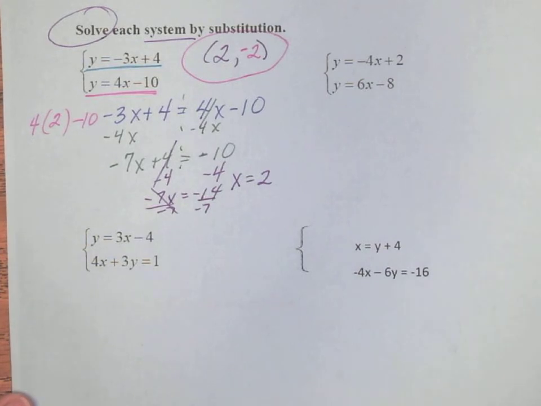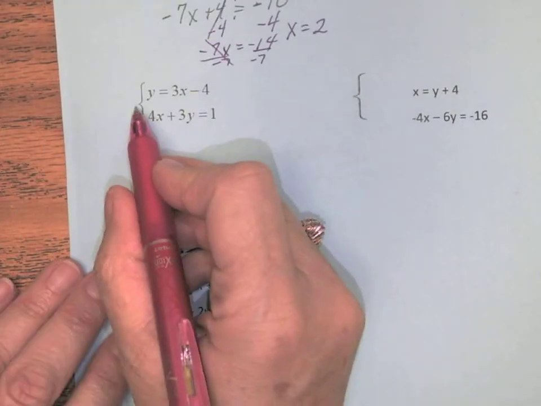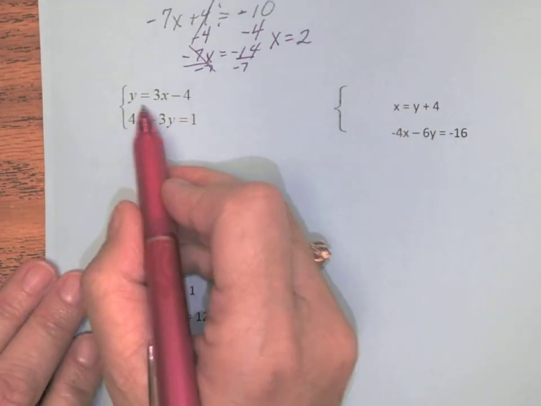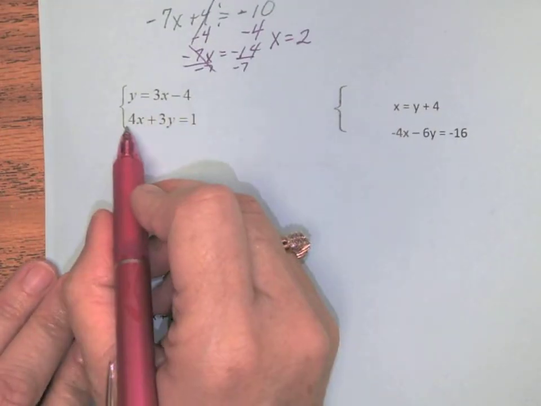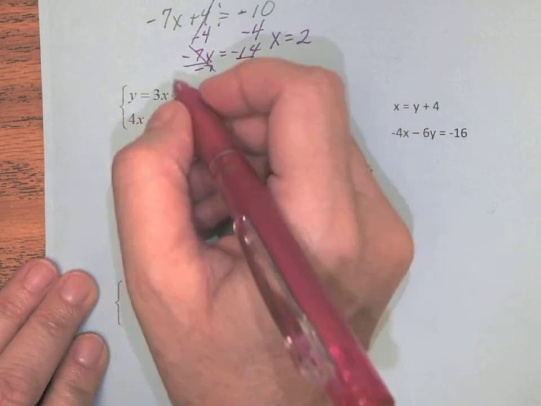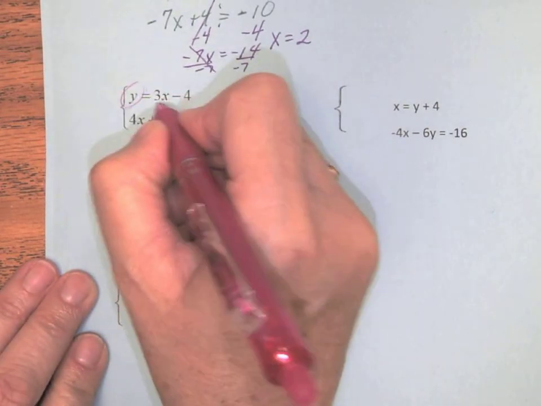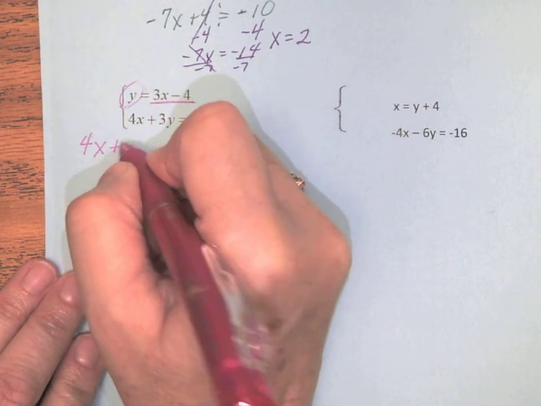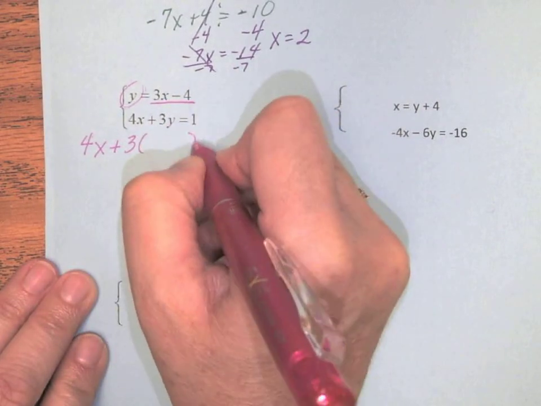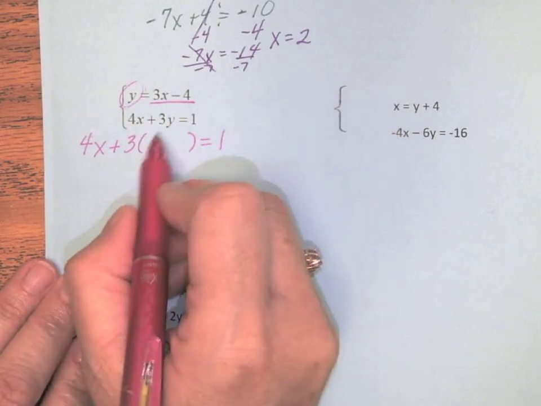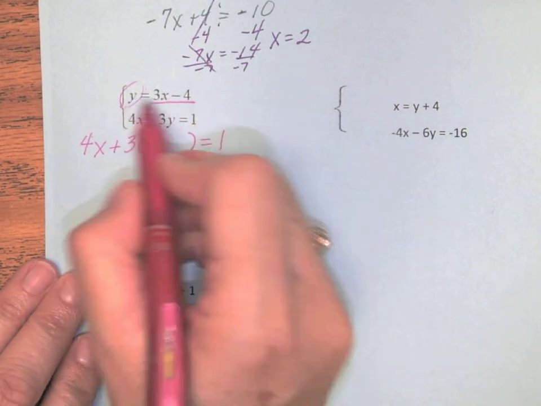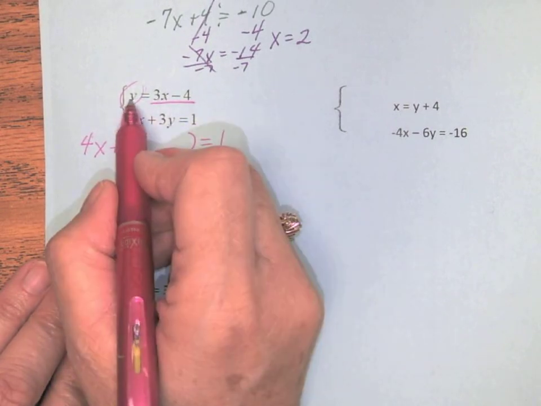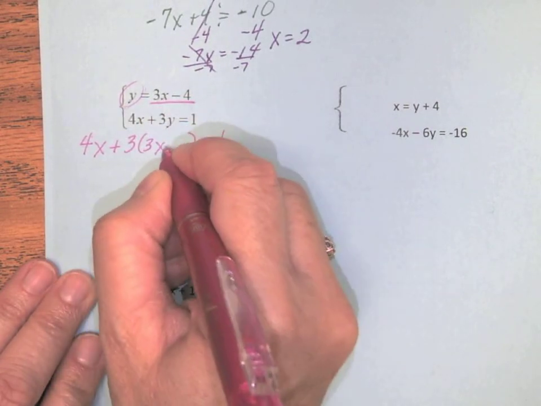So let's do a different one. On this one, y is 3x minus 4. And then I have this second equation. So since y is isolated, y is by itself, I know what y is. Can't I write down my second equation? But instead of y, let's substitute what y equals. This is y, this is y. So I can substitute for y.